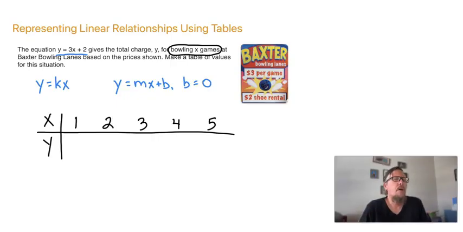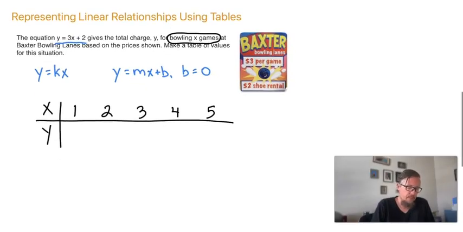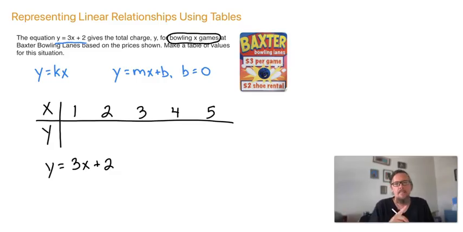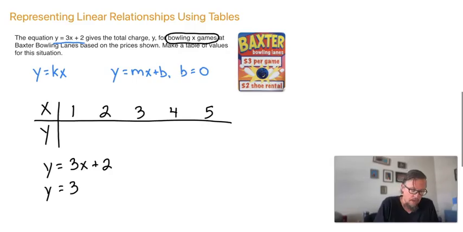So then what would the value of y be for each one of these? We could use a calculator to solve these. The math here is pretty simple. We're going to take that equation, y equals 3x plus 2, and replace the x 5 times, once with each one of these values of x that we've chosen. So for example, y equals 3, and then the first value of x that we chose was x equals 1 for bowling one game. So we would substitute 1 in place of x.